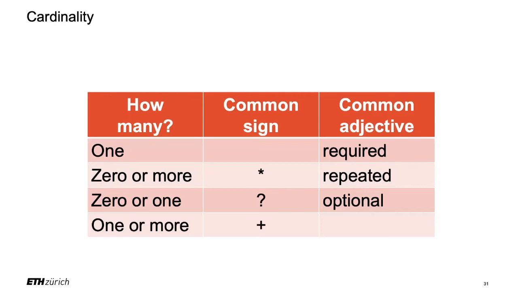And 1 or more is a plus, that's also like in regular expressions, right? So that should make it easy to remember. Some of the languages do not use the star, the question mark, and the plus, but instead they use keywords. For example, if it's exactly 1, they'd say required. For 0 or more, they'd say repeated, and 0 or 1, they'd say optional. I think I had protocol buffers in mind with that latest column. This is how protocol buffers actually do it.